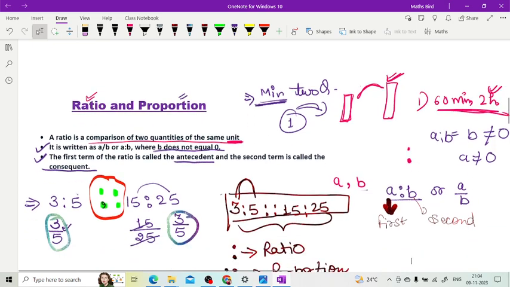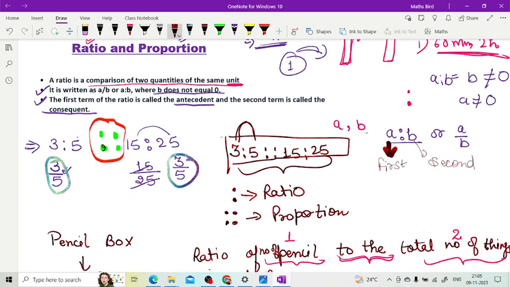The second thing is it is written as A upon B or A ratio B, where B does not equal 0, A also will not equal 0, right? This is the sign of not equal to. Now the first term of the ratio is called antecedent and the second term is called consequent. You should know, right? Now what is proportion?